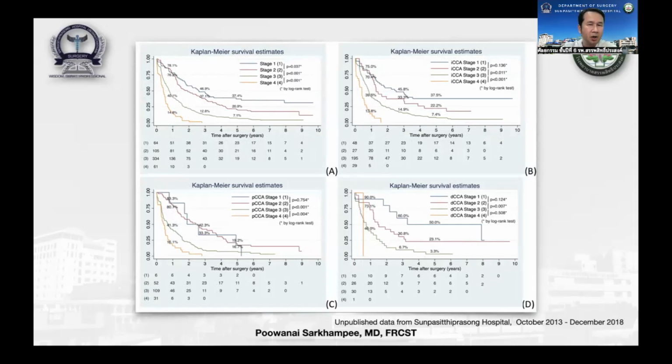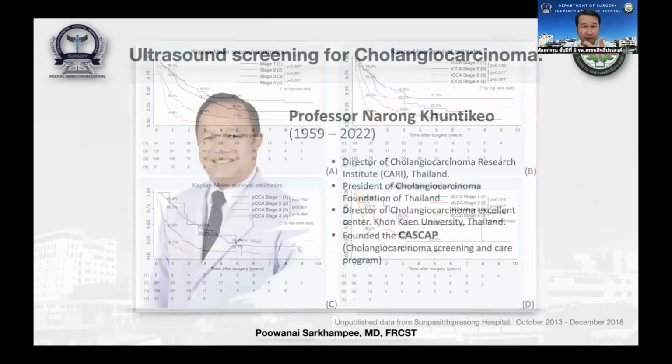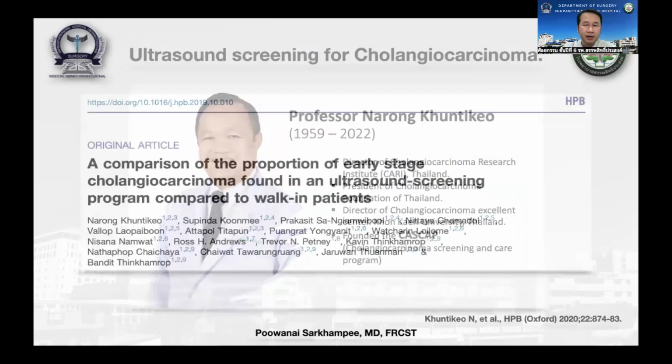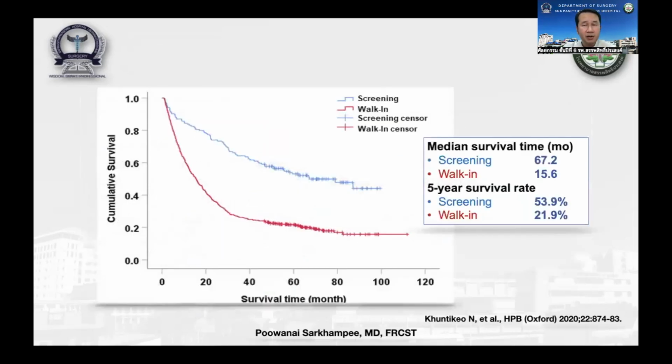This is the most important concept for the persons in charge of screening policies. Professor Narong Khuntikeo, the most important person in my country fighting cholangiocarcinoma, published the CASCAP data, and he found that patients in the early-case screening program had better survival outcomes than walk-in patients, meaning patients with symptoms who walk into our department and undergo resection. The survival outcome is significantly different between the two groups. It means that if we can find early cases of cholangiocarcinoma and perform surgical resection, the patient will benefit from the resection and have longer survival than the patient who has symptoms and comes to our department.